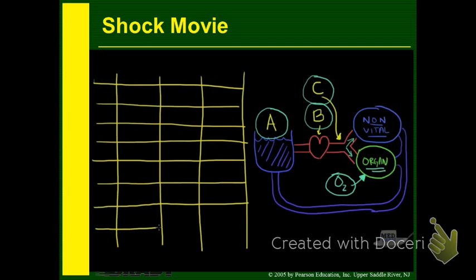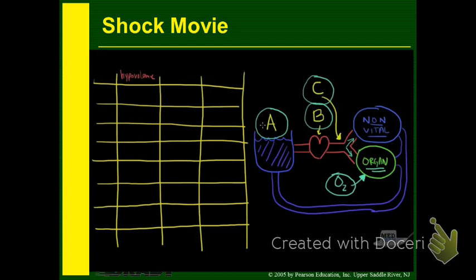And we'll see if we can get all of this in here so you can understand. Okay, so there are 3 different types of shock. The first type of shock is what we call hypovolemic shock. I'm going to make that red because that has to do with blood. Hypovolemic. You can follow along here on your piece of paper.